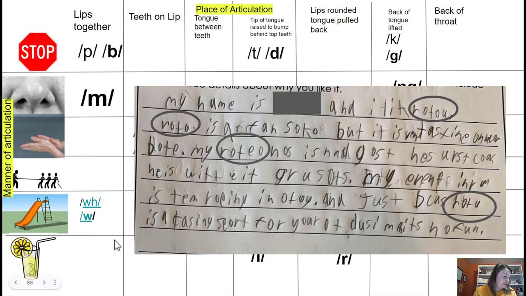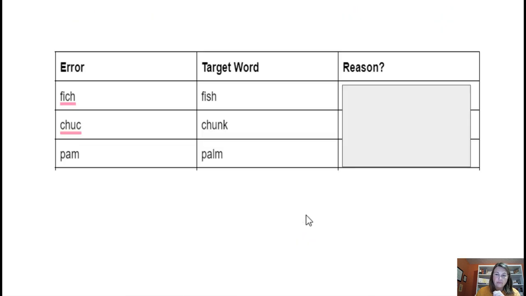So in your handouts, I think it's question 8. You have your own consonant chart and some errors. And what I would like you to do is work through that. There's an error, a target word, and then I want you to write why you think they're making a mistake. And I'd like you to use the consonant chart to help you identify why that mistake might be occurring. Okay, so if you still need some more time, go ahead and pause.